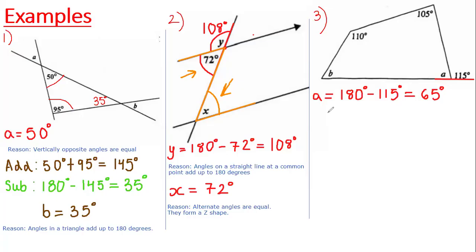And the reason is what? Angles on a straight line at a common point add up to 180 degrees.